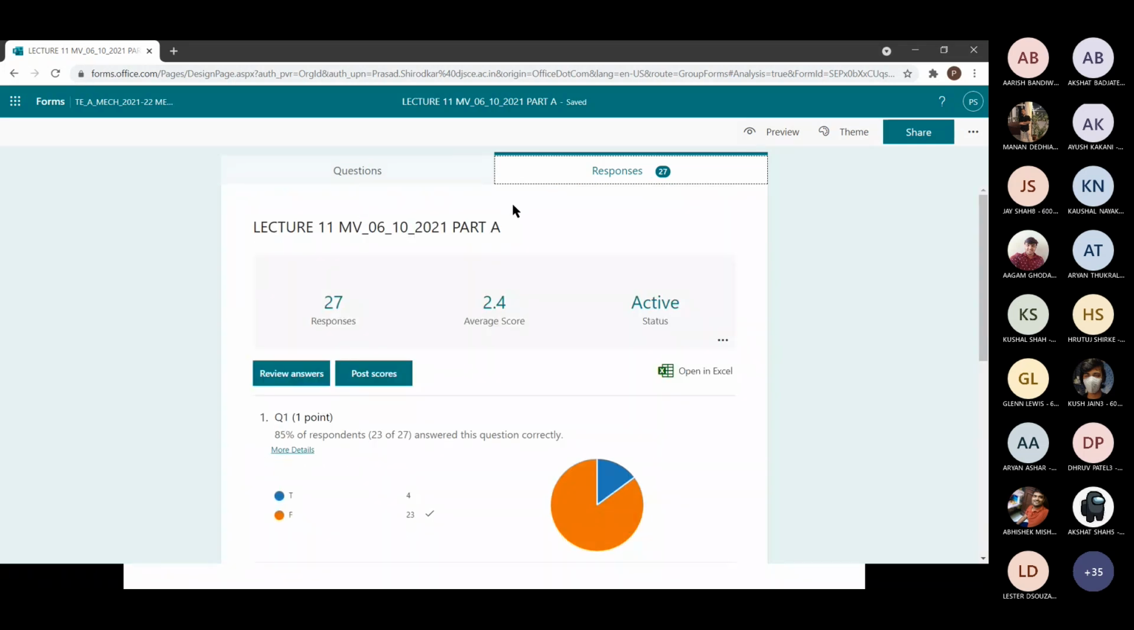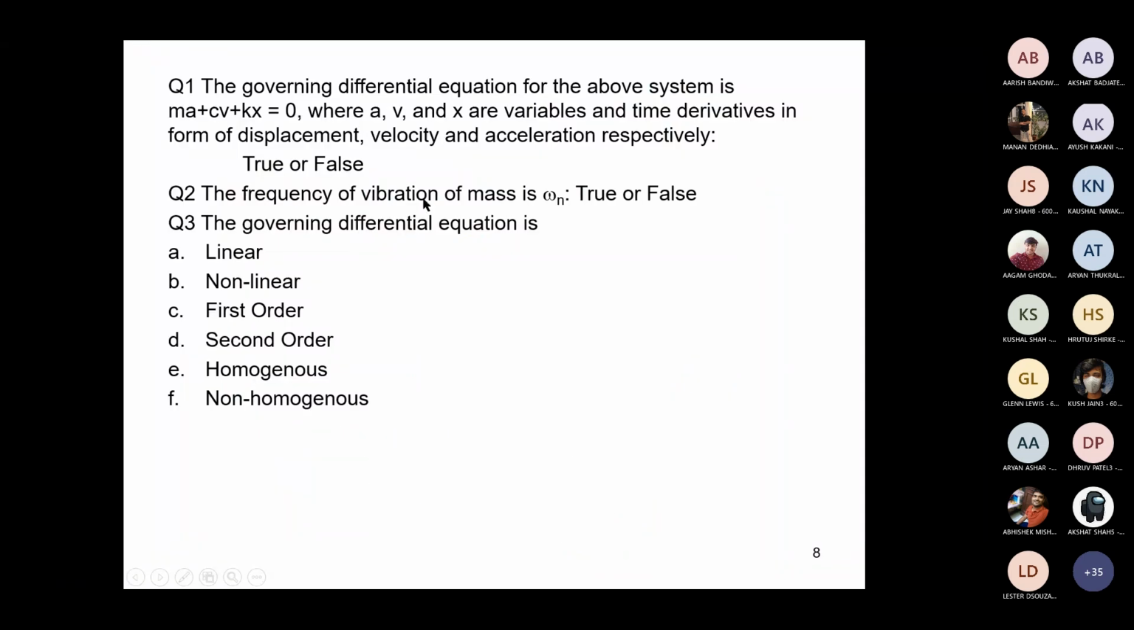Okay, so most of you have got it correct. This is not the governing differential equation of the above system. It needs something on the right hand side, so this is false. What is the frequency of vibration of the mass? Not omega n, it is omega, the forcing frequency. And it is a linear second order non-homogeneous governing differential equation.